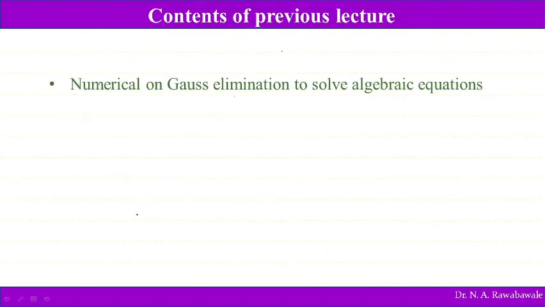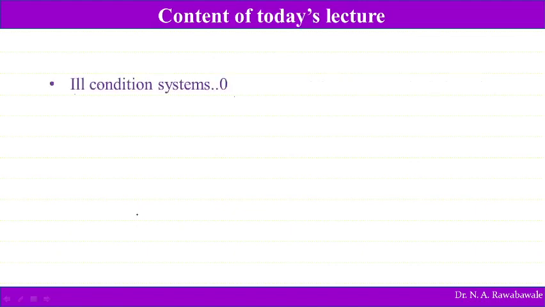In the previous lecture, we have discussed how to solve a numerical using Gauss elimination method to get the values of unknowns from a set of algebraic equations. Today, we are going to discuss ill-condition systems and pivoting.